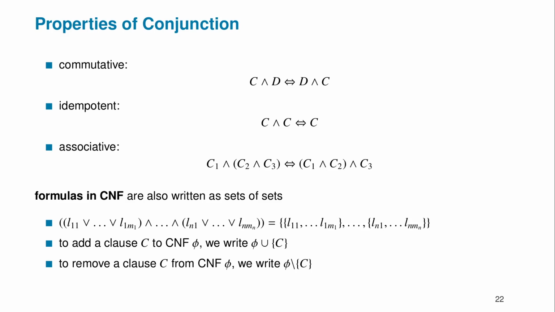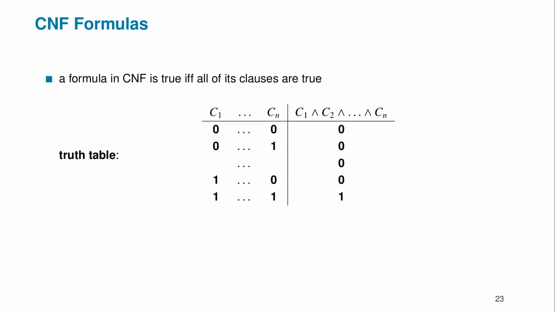Again, the order of clauses doesn't matter, duplicates do not matter, and so we can easily generalize conjunction from a binary operator to an unary operator. And for the unary definition of a conjunction, we have the following truth table.